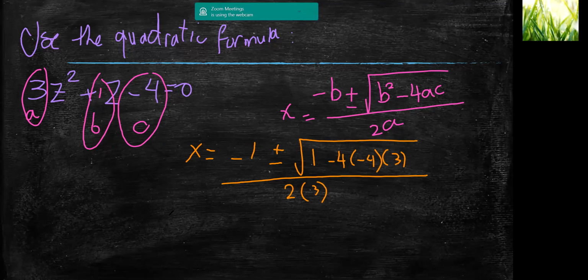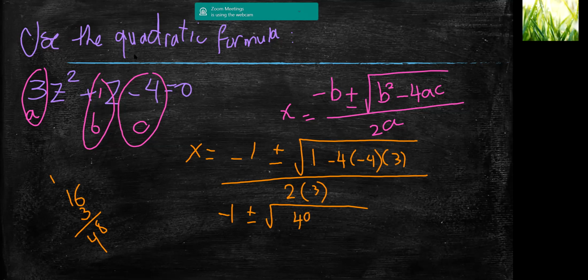Then negative 1 plus or minus, I will solve: negative 4 times negative 4 is 16, 16 times 3 equals 48. Now 1 plus 48 is 49, over 6. So I have negative 1 plus or minus 7 over 6, because the square root of 49 is 7.